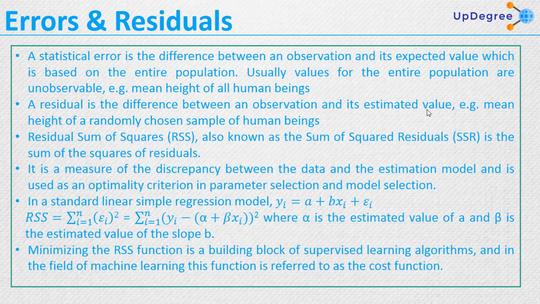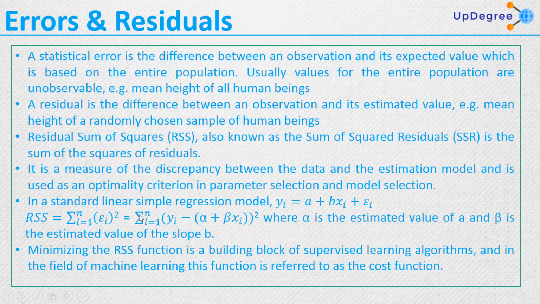In a standard simple linear regression model, we know that yi is equal to a plus b xi plus epsilon i. What is a? a is the intercept. What is b? b is the respective coefficient, and xi is nothing but the input variable value, and epsilon i is nothing but the error. So RSS is equal to the sum of epsilon i squared, i ranging from 1 to n. So we are taking the residual sum of squares.